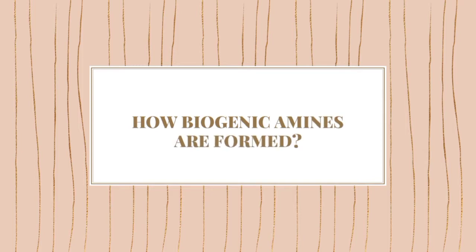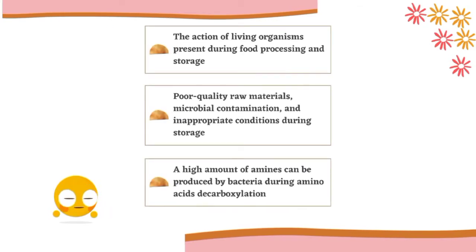How are biogenic amines formed? Biogenic amines are formed by the action of living organisms present during food processing and storage. Higher amounts of certain toxic amines may be found in foods due to poor quality raw materials, microbial contamination, and inappropriate conditions during storage. Although biogenic amines play some important physiological functions, a high level of amines can cause toxicological effects. High amounts of amines can be produced by bacteria during amino acid decarboxylation and have been identified as one of the important agents causing seafood intoxication.